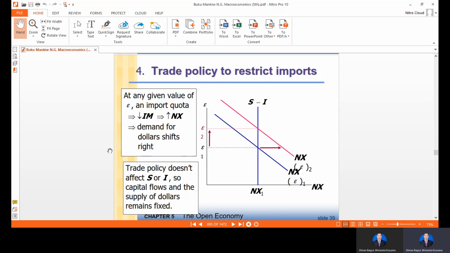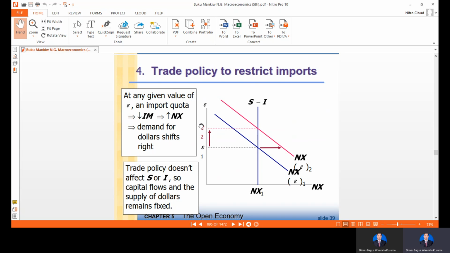And the next policy is to restrict imports. If imports are restricted, it means an import quota is imposed. So the NX will shift to the right, and that will increase the real exchange rate, so the price of domestic goods will be more expensive. But saving and investment do not change, because this policy comes from the NX side.